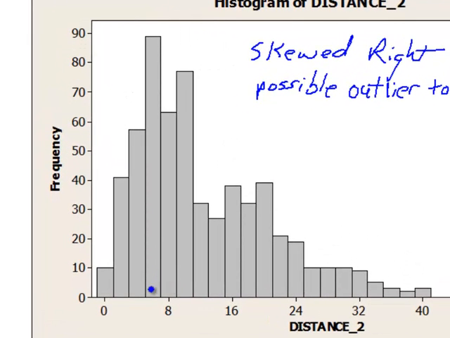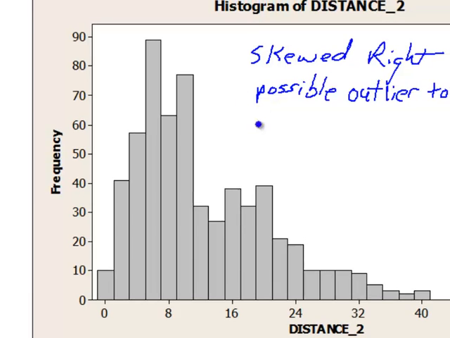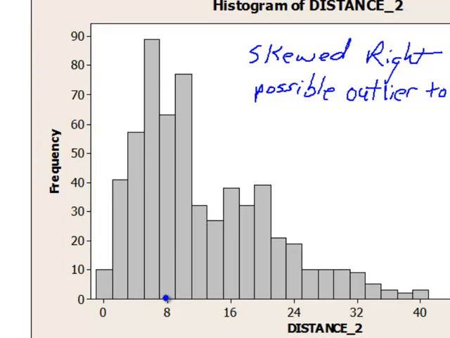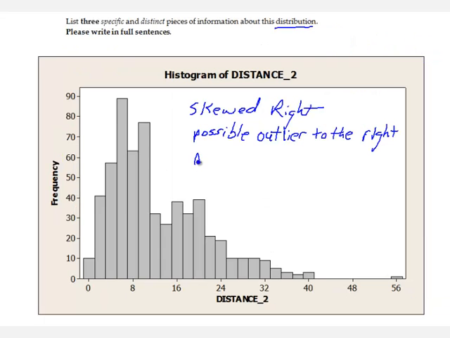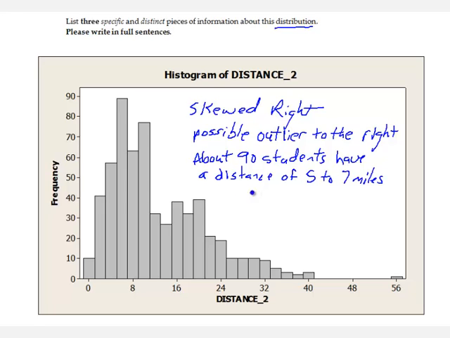And we discussed that the bin class that had the largest frequency was between 5 to 7 miles, and that frequency was about 90 students. Distance from Cincinnati State to home. So these were the three that we discussed. In this video, we're going to discuss some more about its shape.